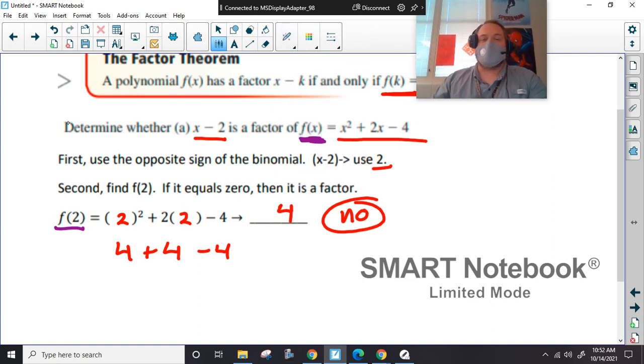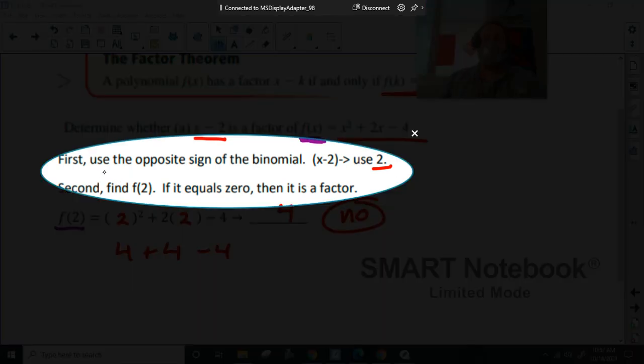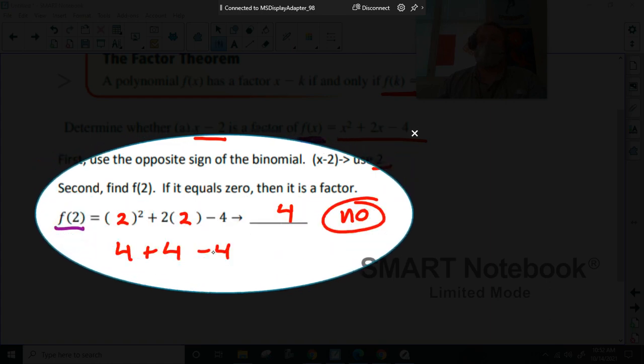Well, if you look at this stuff right here, it says first, we use the opposite sign of the binomial. The binomial is x minus 2. So what's the opposite of minus 2? So that's why we use 2. Second, when we plug in 2 for x, that's what this f of 2 means. If it equals 0, then it is a factor. After we did this, did it equal 0? No. So it's not a factor. So we can just say no.